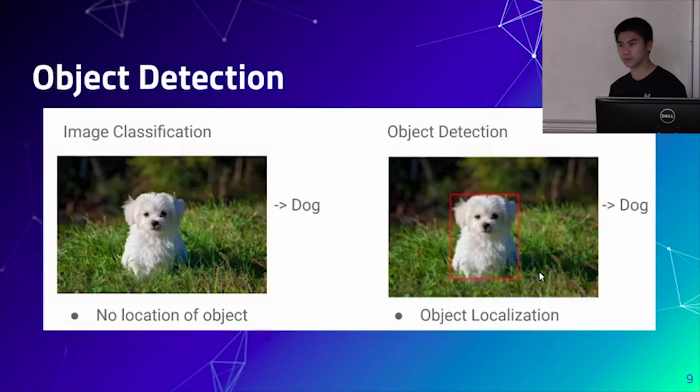The main difference between object detection and image classification is location. In image classification, it'll just tell you there's a dog in the picture, but it won't tell you where it is. Object detection will tell you exactly where the dog is in the image. So imagine self-driving cars. This would be really useful to tell where the actual car is in the image, because if you don't know where it is, you're probably going to run into it.